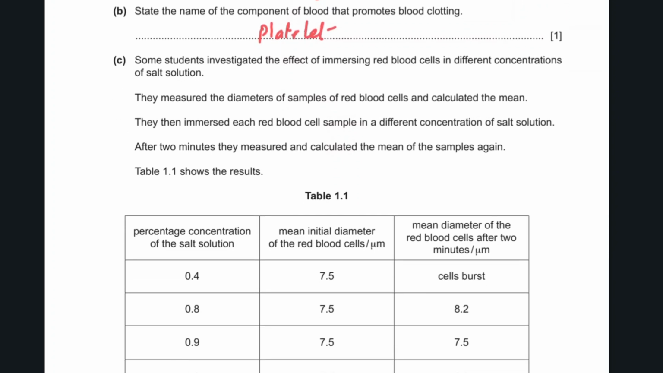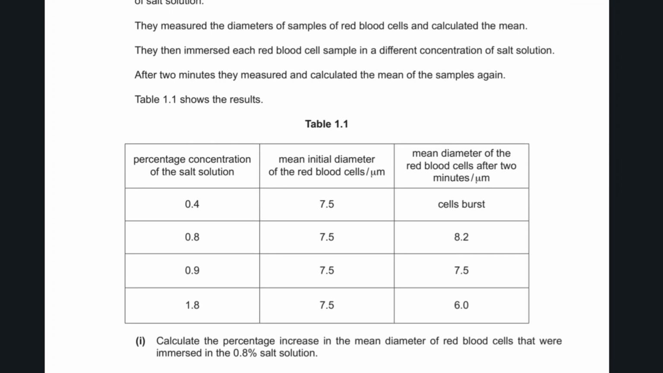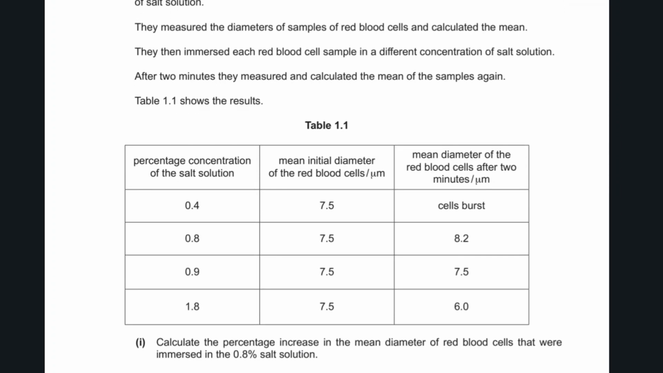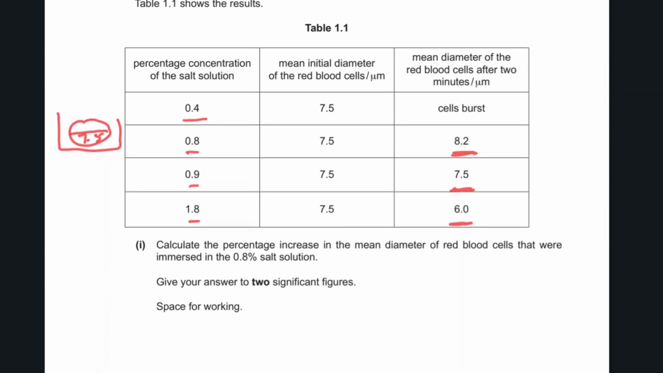Next part, they have given the RBC which is immersed in different concentrations. They have shown the initial diameter of all the RBC. Here they have placed the RBC and measured the diameter, 7.5, and the different concentrations of salt solution taken are 0.4, 0.8, 0.9 and 1.8. In the first one, the cell bursts. In the second one, the cell increases in diameter, then same in diameter, then decrease in diameter. So this is the situation.